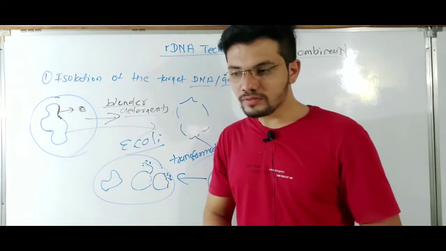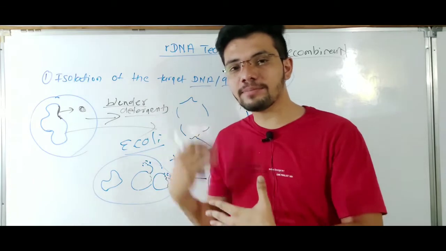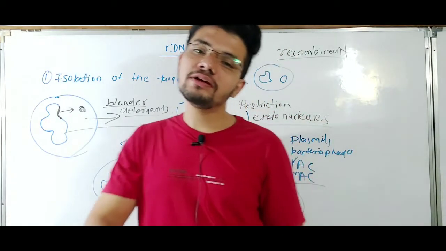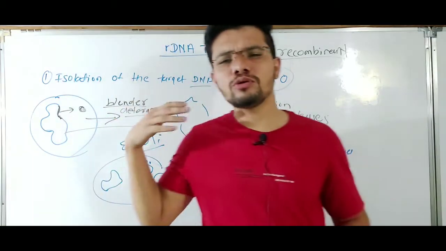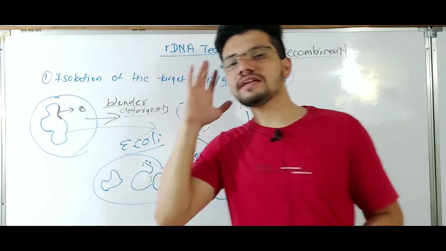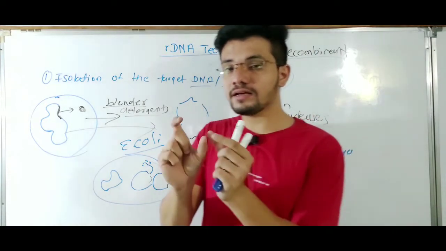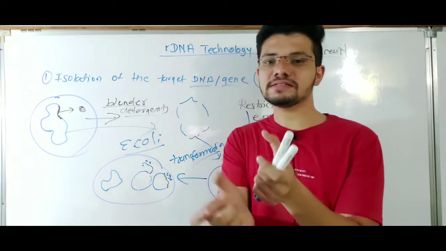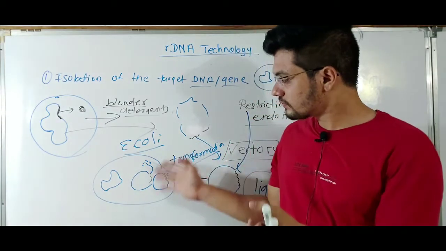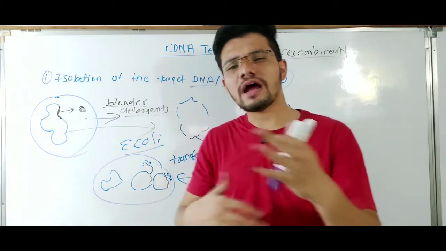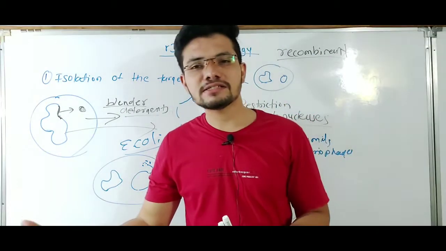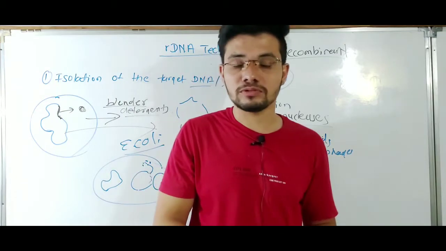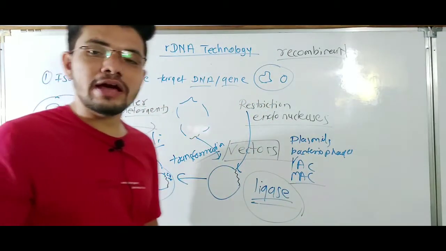So the bacteria growing in the ampicillin media are transformed cells, and those that are not growing are non-transformed cells, because they do not contain this ampicillin resistance gene. So we are using the ampicillin resistance gene as the marker gene to identify which cells are transformed and which are not transformed.